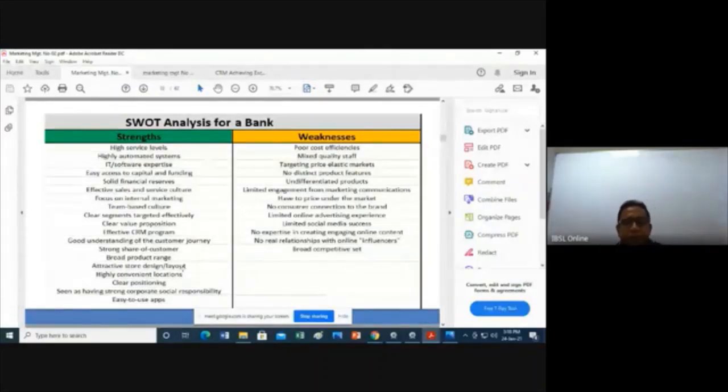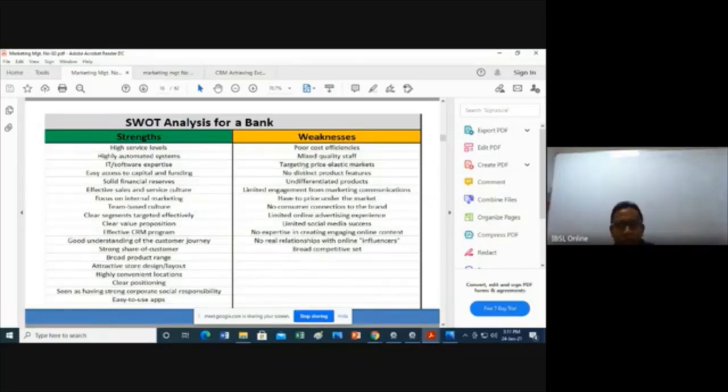What I've been discussing with you all is how to analyze a bank in terms of the SWOT model. First you look at the strengths, and this will give you a guide. Now say you want to do a SWOT analysis for your bank or your branch, you can use all these points. Some may be relevant, some may not be relevant to your bank. Doesn't matter, but this will give a broader range of points for your analysis.